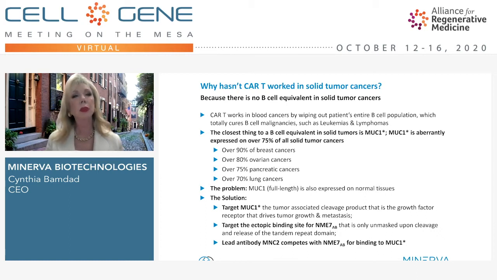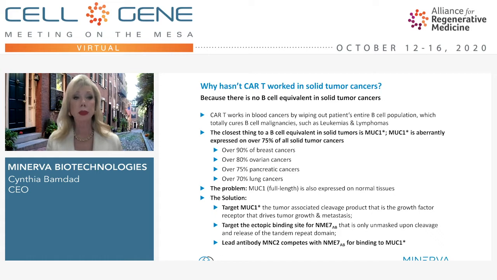And it's a little bit more challenging on solid tumors. You can't just wipe out one whole cell type. However, we're going to argue that MUC1 star is the B cell equivalent on solid tumors. MUC1 star is aberrantly expressed on over 75% of all solid tumors. And you can see it's expressed in really high percentages on these really killer cancers like breast cancer, ovarian, pancreatic cancers, lung cancers.